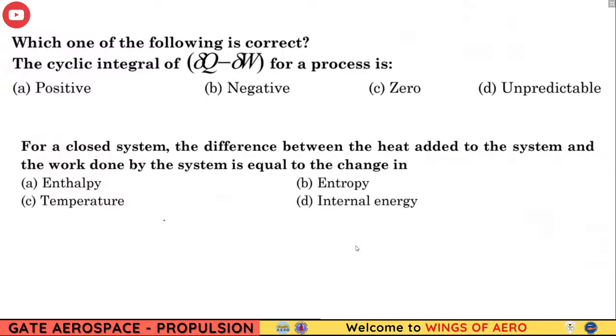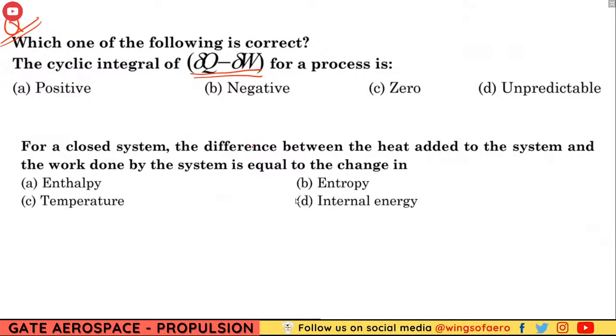Next, moving to the next: which of the following is correct? Look into the first one first. Which of the following is correct? The cyclic integral of this, for a process, is... We have four options. Tell me the correct one. Positive, ma'am. Positive. Unpredictable. Okay, positive. Any other answer we have?